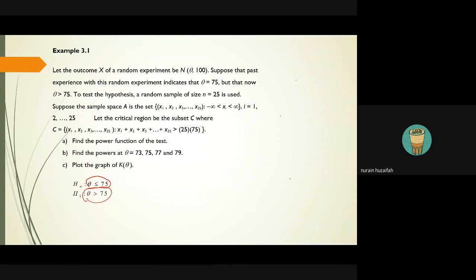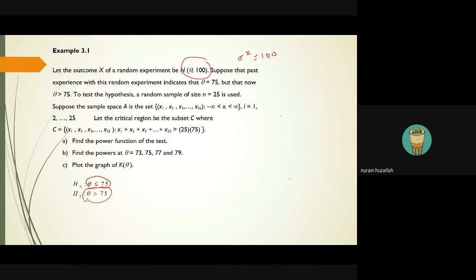Given a sample size n equals 25, theta is 75. For the normal distribution, we have mean theta and variance 100. That means sigma square equals 100, so your standard deviation equals 10. So you want to compute the power function.